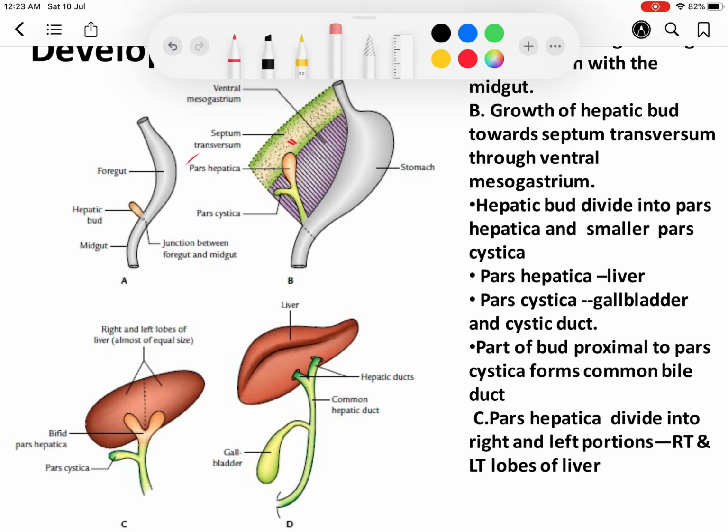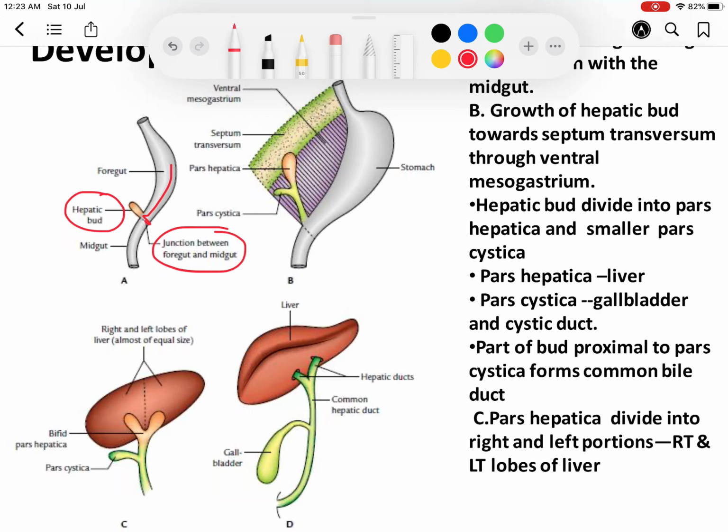So here we can see the development of the liver, gallbladder and the bile duct. Initially a bud arises from the junction of foregut and midgut, or you can say from the lower part of the foregut. This is called the hepatic bud. So from the endodermal epithelium of the foregut a bud arises, that is called the hepatic bud.